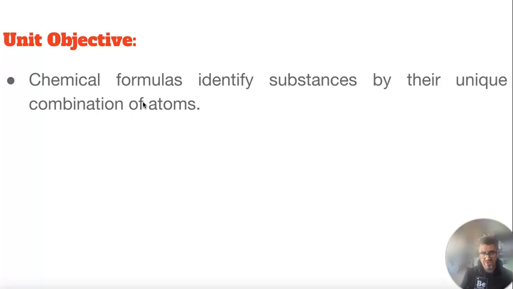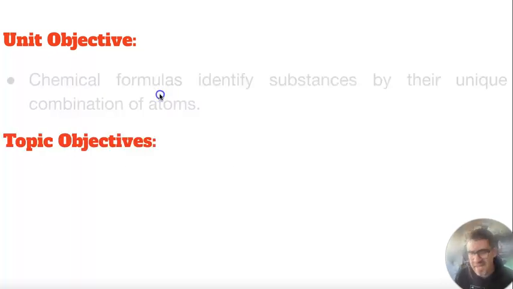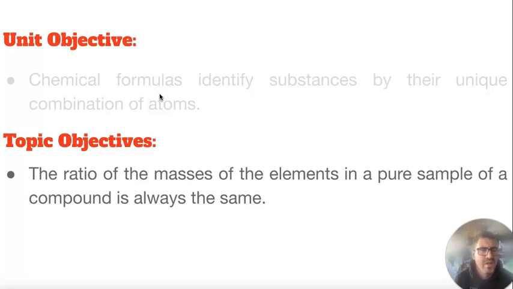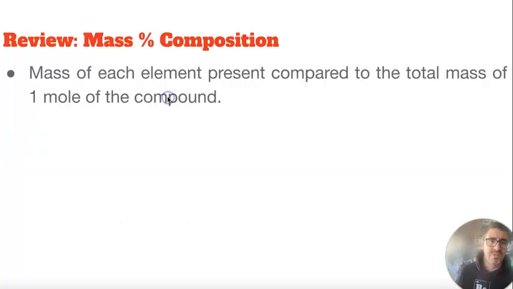One of the main objectives for this unit is to use chemical formulas to identify substances based on their unique combination of atoms. Okay, and what we're going to be covering today are the following. Understanding that the ratio of the masses of the elements in a pure sample of a compound is always the same. Okay? And this should be review, but we will also revisit how to determine the empirical and molecular formulas.